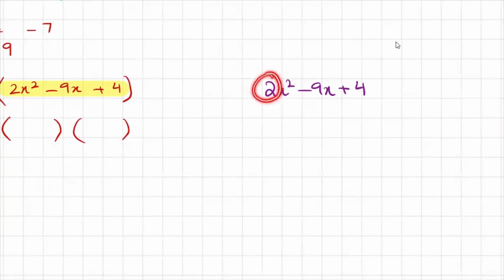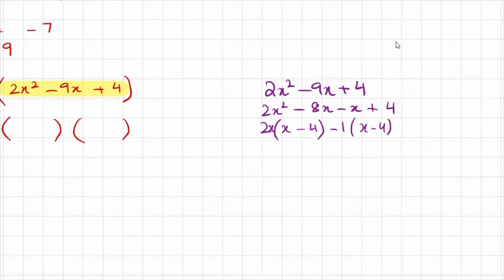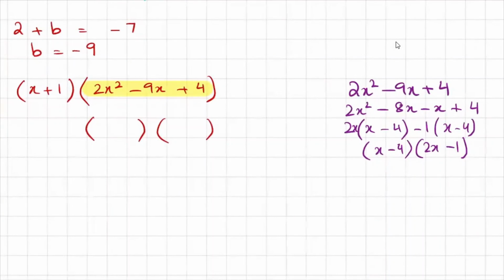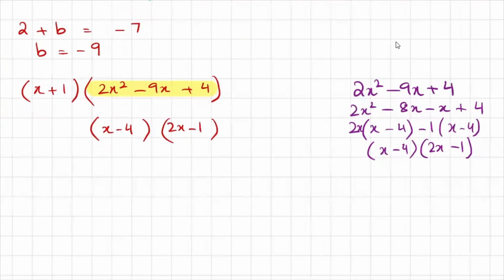The product of 2 and 4 is 8, and the factors would be 8 and 1 in order to give me a 9. So I will be writing 2x square minus 8x minus x plus 4. Let's factorize it further. 2x common, x minus 4. Minus 1 common, x minus 4, and I have the brackets x minus 4 and 2x minus 1. Okay, let's rewrite all of this over here. The first one was x minus 4, the second one was 2x minus 1, and the third one is already here. These are the 3 brackets.